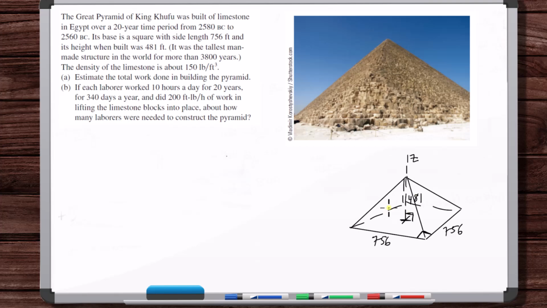Okay, so at some height z, you can imagine we've got this cross-sectional area of the pyramid at any given height z. But then we're breaking up the z-axis from 0 to 481. We're breaking that up into equal width pieces, delta z's. Each of those delta z's is going to be the thickness of a rectangular prism, with the bases of the rectangular prism being a cross section of the pyramid, like this.